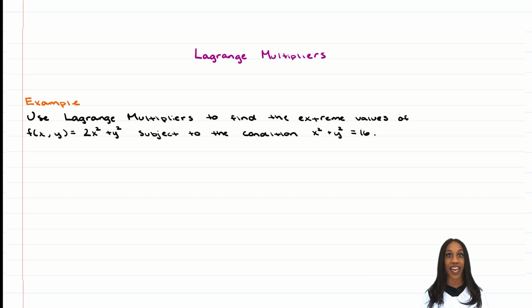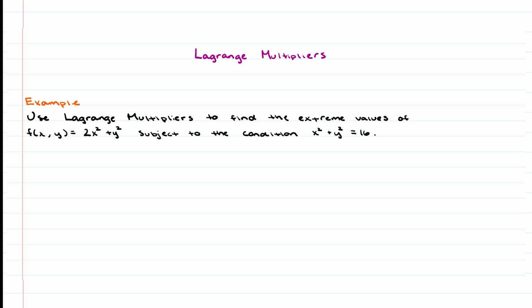Alright, now let's take a look at this example. Our example says use Lagrange multipliers to find the extreme values of f(x,y) = 2x² + y², subject to the condition that x² + y² = 16. So we're being asked to find the extreme values, or in other words, the absolute minimum and the absolute maximum values, and we're going to use Lagrange multipliers to do this.